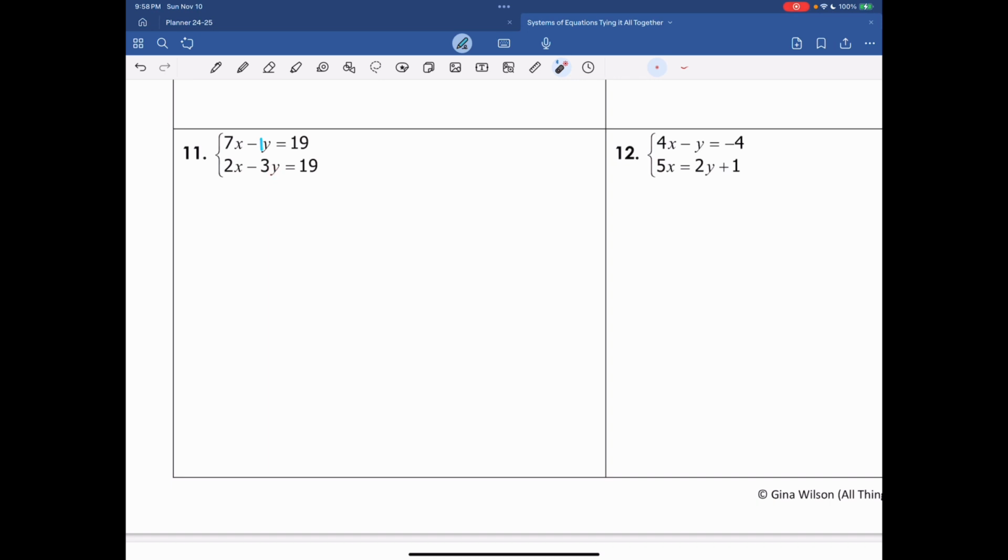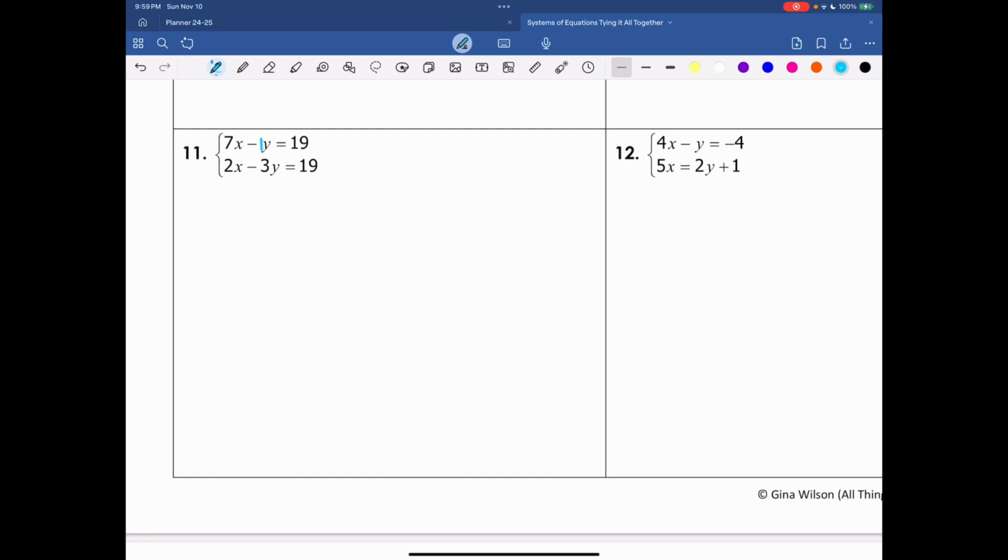So I'm going to create opposite coefficients for my y values. Here, you always want to pay attention to the larger coefficient. So I need to find the opposite coefficient of negative 3y, and the opposite coefficient of negative 3y would be a positive 3y.